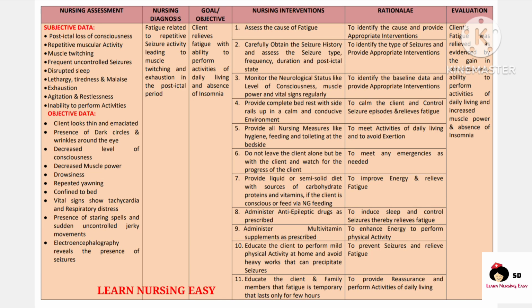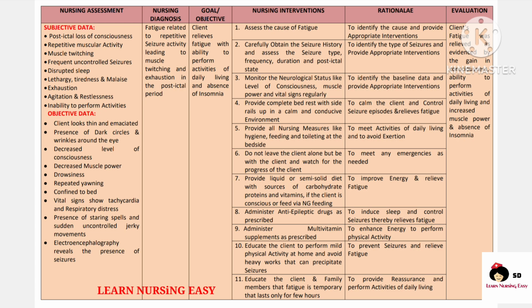Next, patients with repetitive seizure activity will have tiredness and exhaustion in the postictal period. So I made a diagnosis: fatigue related to repetitive seizure activity leading to muscle twitching and exhaustion in the postictal period. Our goal is to relieve the fatigue. Intervention will be assessing the cause of fatigue so that according to the cause we can provide treatment, and we have to carefully obtain the seizure history, do a neurological assessment and check the muscle power. So this will help to identify the baseline data to start interventions.